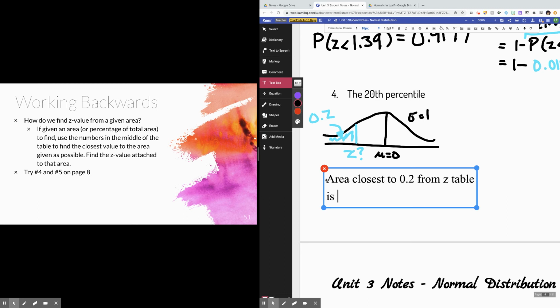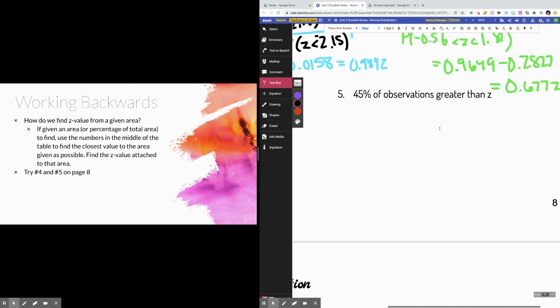is 0.2005, okay? And the z value at 0.2005 is negative 0.84. Okay, and that's it.